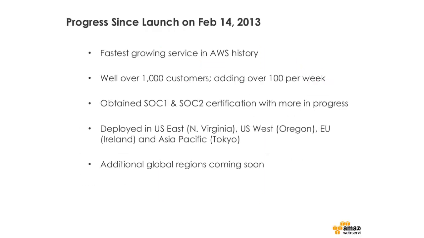And just a little update, we launched Redshift on Valentine's Day this year. No one on the team had any plans that night, so it's been the fastest growing service in AWS history. We announced 10 weeks into it, over 1,000 customers, adding over 100 a week. And we obtained our SOC 1 and SOC 2 compliance certifications, and actually just this week also obtained PCI, so we're spending a lot of effort on security. And we've been rolling out globally, so you can now deploy Redshift data warehouses on both coasts of the US, in Europe, and in Japan. And we plan to roll out to our other regions worldwide as quickly as we can.